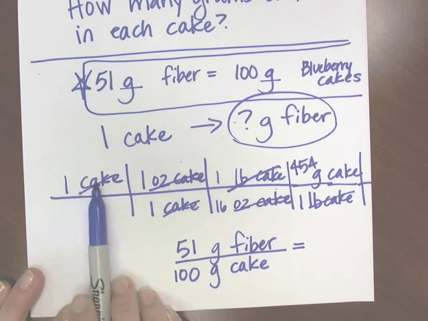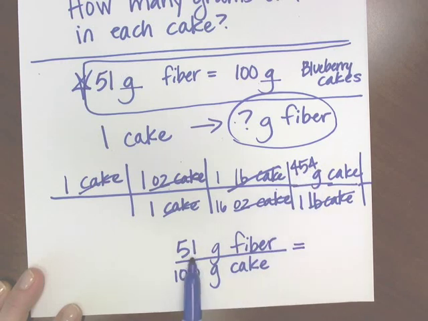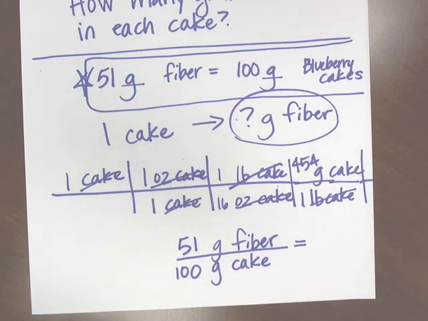So mathematically, I'm going to take 1 times 1 times 1 times 454 times 51. And then I'm going to divide by 16 and divide by 100 to get the final answer.